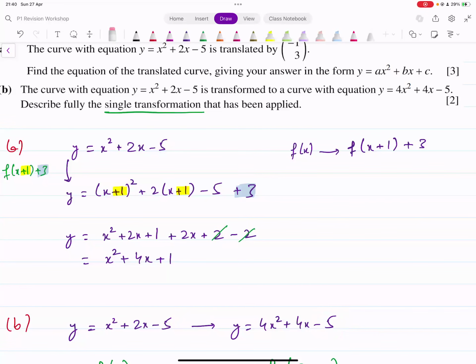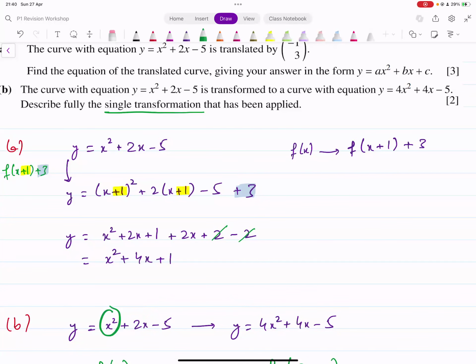Now, what transformation? X squared is becoming 4x squared. So that looks like something is getting multiplied. And 2x is becoming 4 times x. Something is multiplying. So it's horizontal. We figured that out. And something is multiplying. What transformation is it when we multiply something? That's a stretch. Now, what do you multiply x by? If you think about it, 2x is becoming 4x. You're basically multiplying by 2 here.